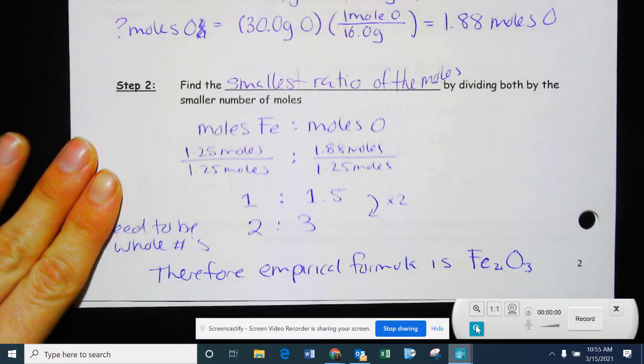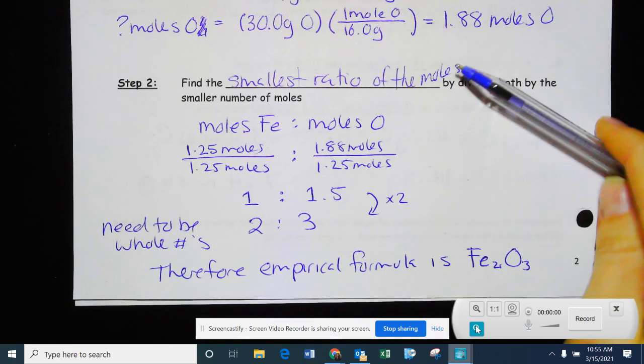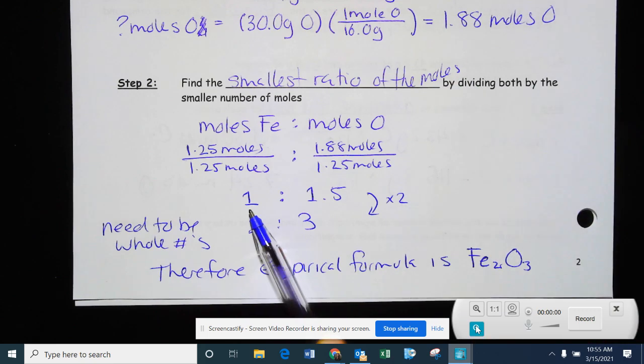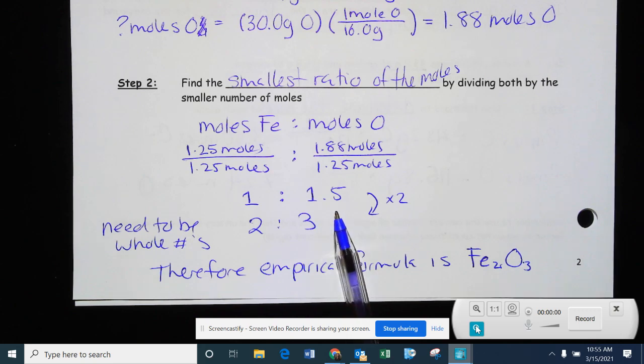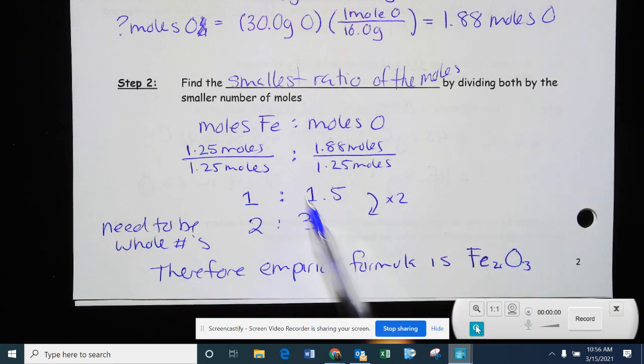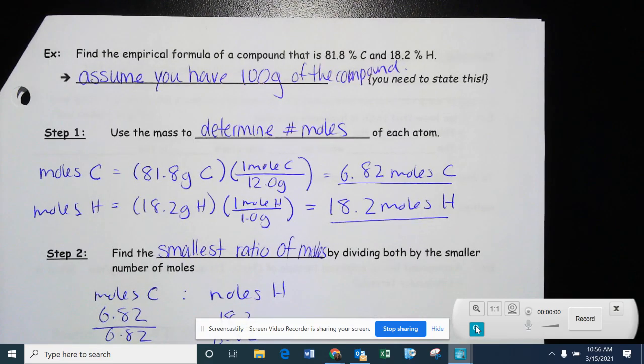But then remember, closer to the end of the day, we were talking about, what if I go through this process and the smallest ratio of moles ends up being like 1 to 1.5? In that case, 1.5 isn't close enough to 1 or to 2 that we can just round. So we multiply both of them by a number that makes this a whole number. And we ended up, in this case, with a 2 to 3 ratio. And our empirical formula was Fe2O3.